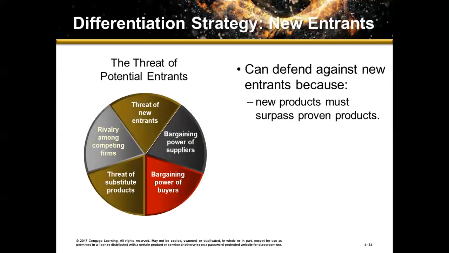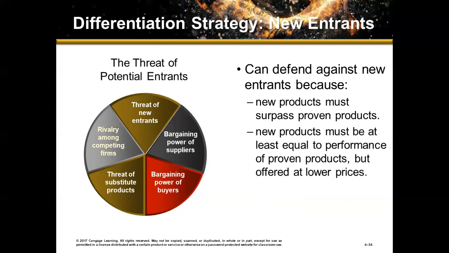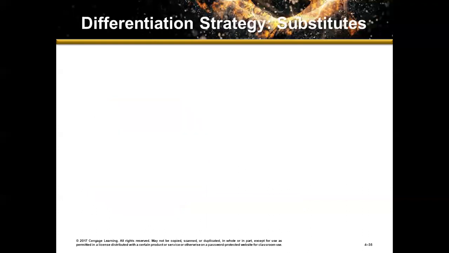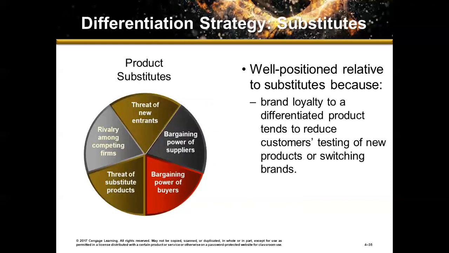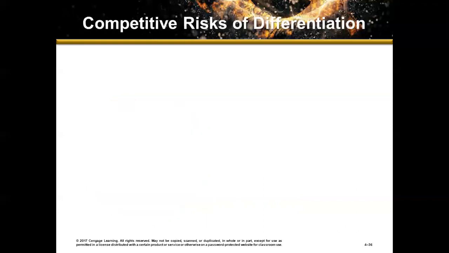Differentiation strategy, new entrants. The threat of potential entrants: the firm can defend against new entrants because new products must surpass proven products. New products must be at least equal to the performance of proven products, but offered at lower prices. Differentiation strategy, the substitutes. The firm is well positioned relative to substitutes because brand loyalty to a differentiated product tends to reduce customers' testing of new products or switching brands.